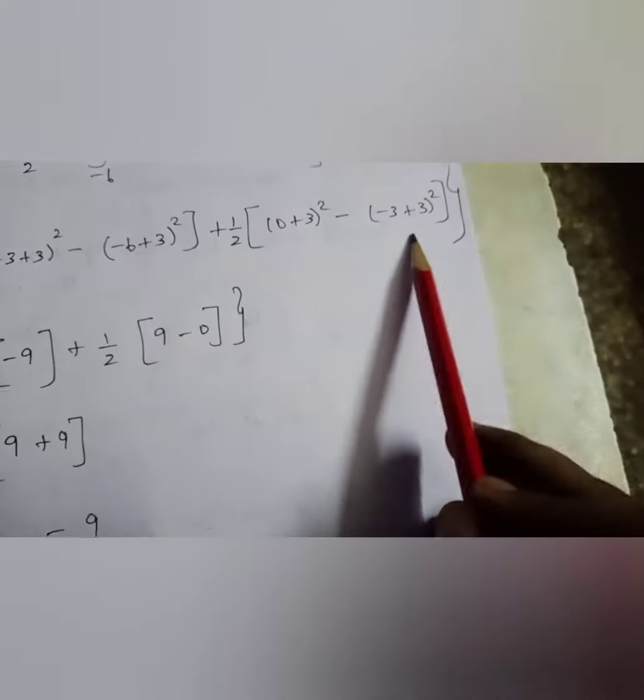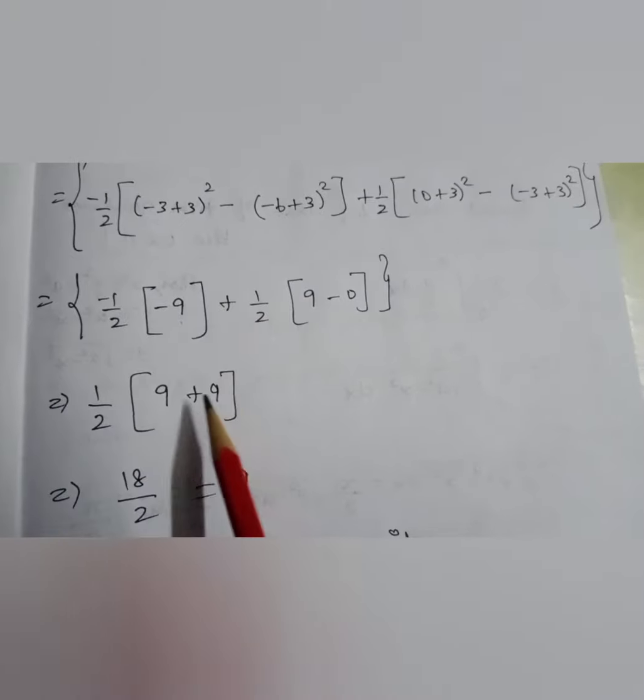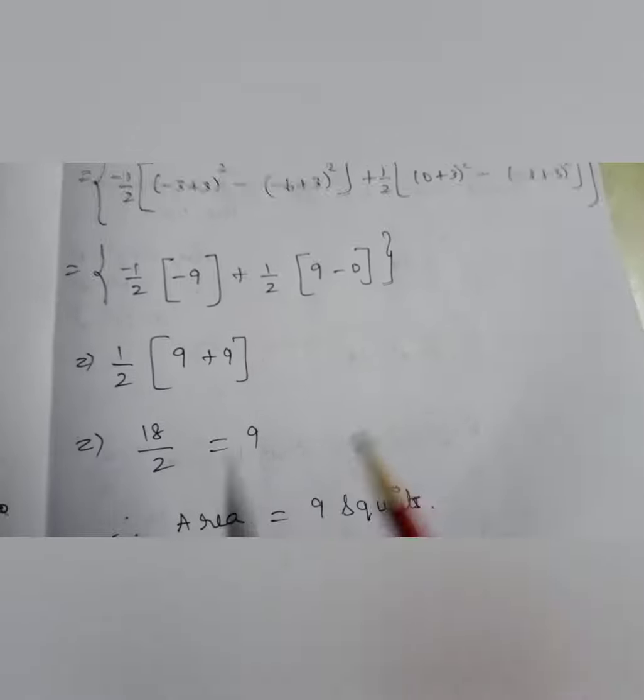Similarly here also it will become 0. Here only I will get it to be 9. So I am getting it to be half of 9 plus 9, which is 18 by 2. So 9. So the area is 9 square units. So this is how we have to do this sum. This is a very important 3 mark sum.